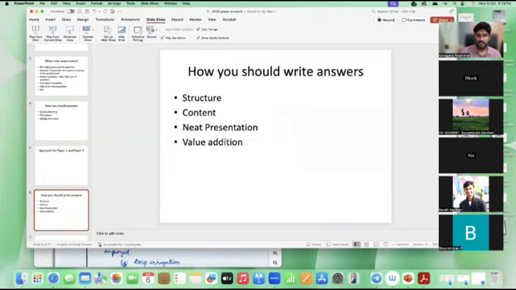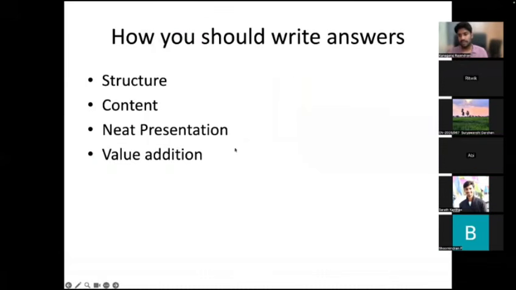So apart from this neat structure and quality content, another important factor for the top score in our agri optional paper is the neat presentation, and then finally validation. Why I am telling this in order: these should be your priority. First you should focus on the structure of the answer, then quality content, then the neat presentation. Then finally we can focus on validation, right?